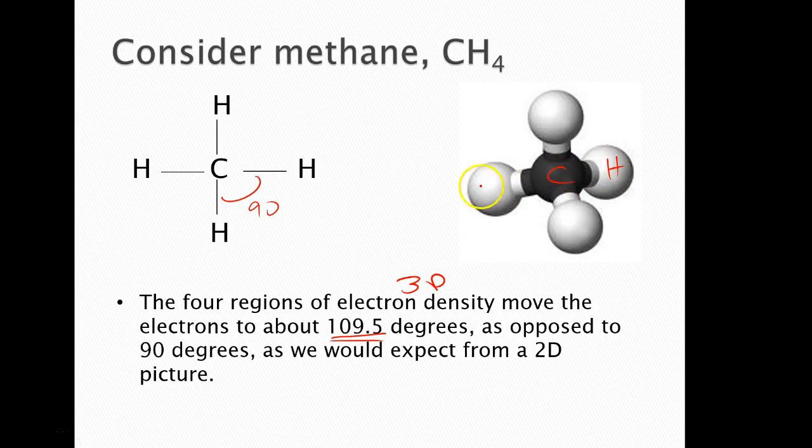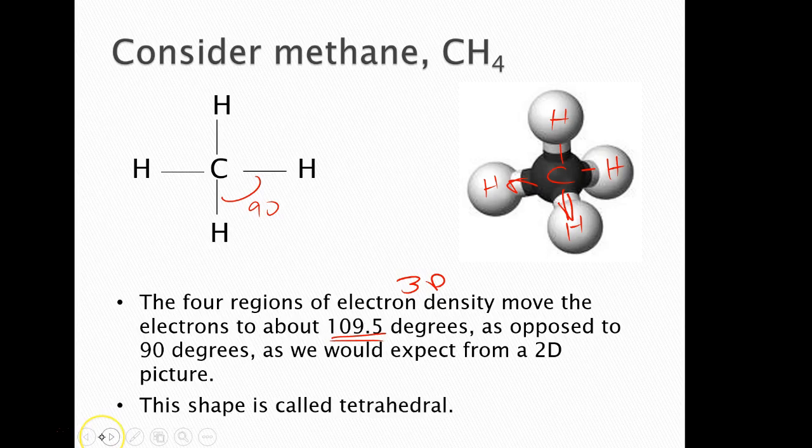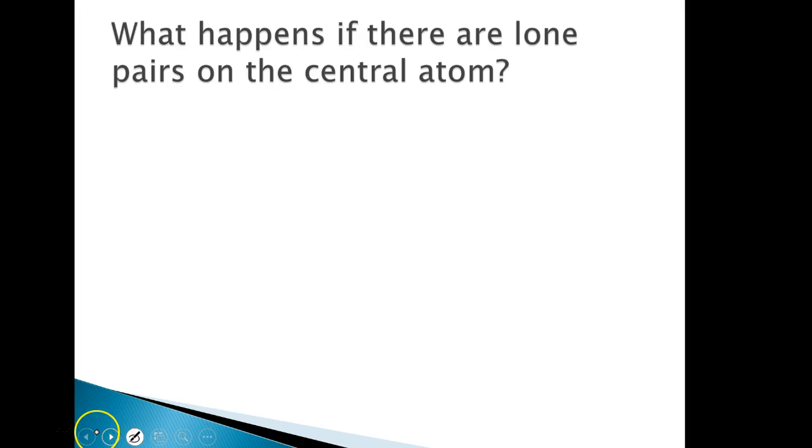There's your carbon, hydrogen, hydrogen, hydrogen, and hydrogen. So this one's kind of sticking out, and that one's kind of sticking behind. And then these 2 are kind of in the same plane. So it looks kind of like a jack, if you've ever played jacks before. It looks exactly like that. And it's called tetrahedral.